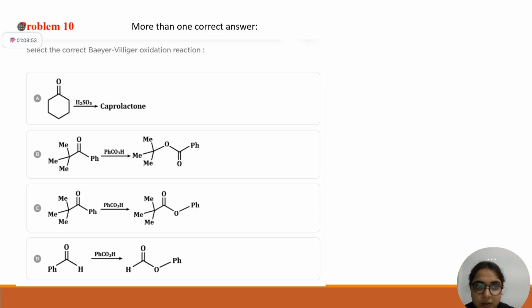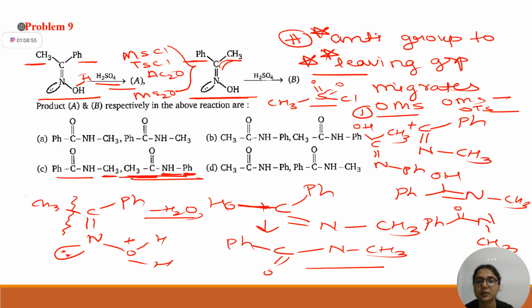Ma'am, one more thing, like if OH is given there, anti to OH is the C–C bond, so that group will actually migrate towards nitrogen. Exactly. If I have to write the arrow-pushing mechanism of this concerted pathway, this group will leave and this group will migrate to here. Clear, na?